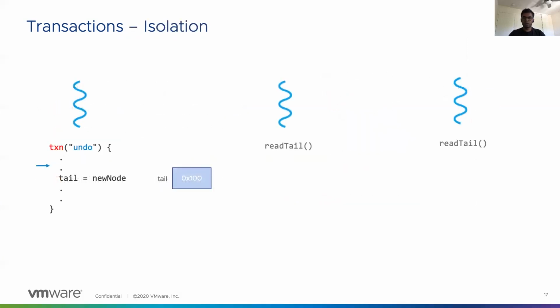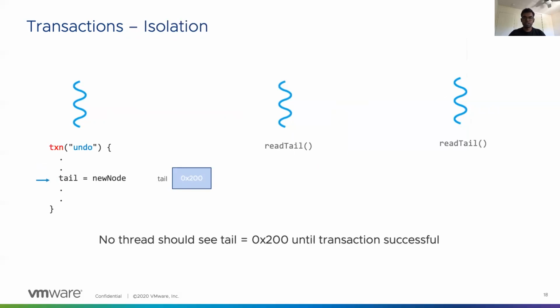I will now talk more about how we solve the problem of isolation in GoPmem transactions. GoPmem transactions can be used by multiple threads to make updates to data in pmem. Imagine three threads accessing the tail of a doubly linked list. One of them is updating the tail to point to a new node, and the others are reading the tail value. Because GoPmem's transactions are undo transactions, all the updates are in place. So the first thread updates tail to its new value of 0x200, and this update is in place.